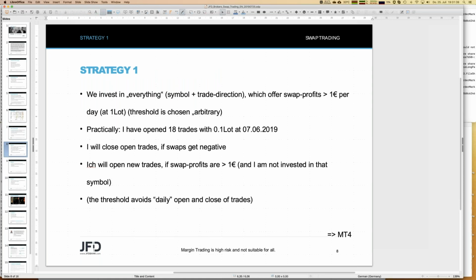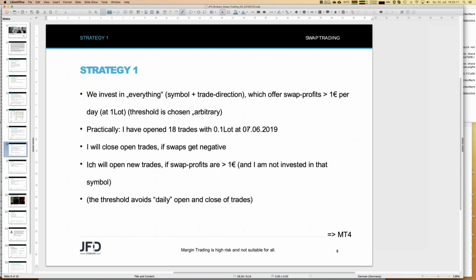Okay, we simply invest in everything which has positive swap profits, and I put a threshold here into the game, €1. You will find out in a second why. Only if the swap profits are bigger than €1 per night or per day, then I invest into that instrument. Practically, that meant that I opened 18 trades at the 7th of June 2019 because there I started everything.